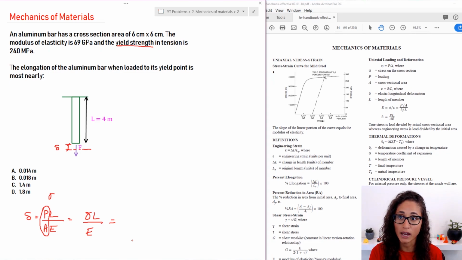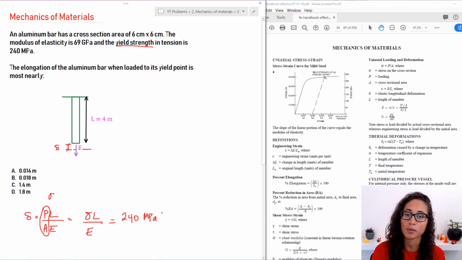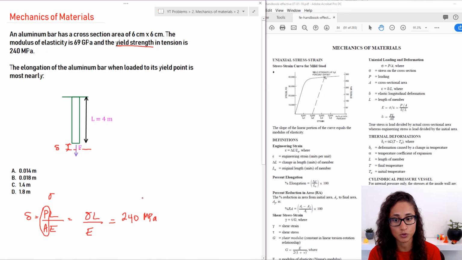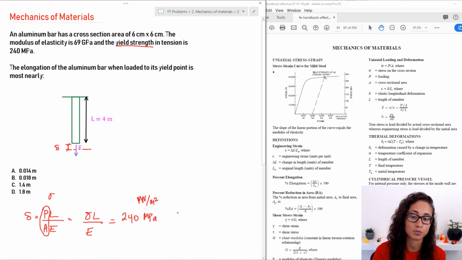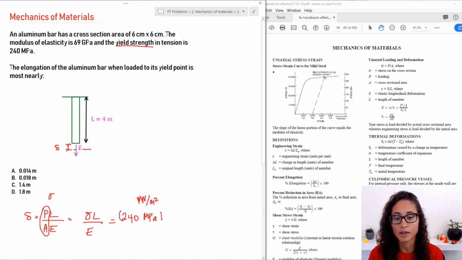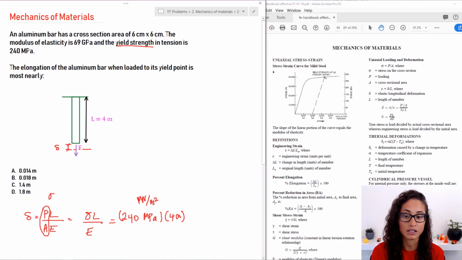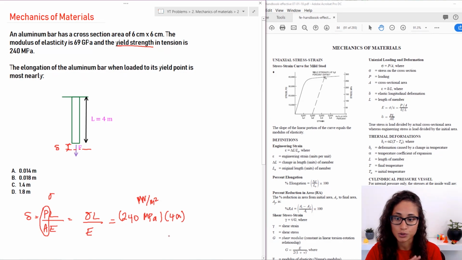So now stress is equal to 240 megapascal. Let's write that down. And remember guys, pascal is newtons per meter squared, right? That's the units for Pascal. Megapascal would be mega newtons per meter squared, okay? Then we're going to multiply this by 4 meters. Notice here we have meters, and then this has meters, so we're good. We don't need to convert anything so far. And we're going to divide it by E. E was given as 69 gigapascal.